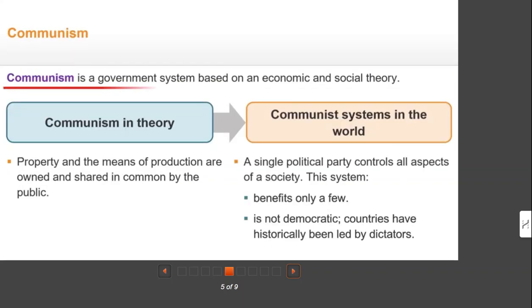Communism is a government system based on an economic and social theory, so it incorporates economic ideas in governance.